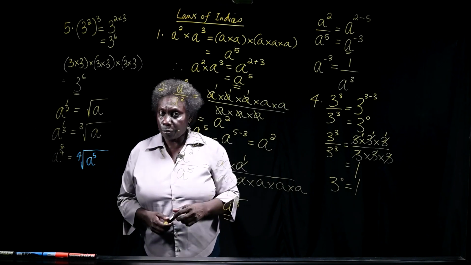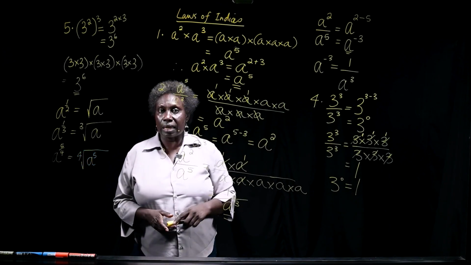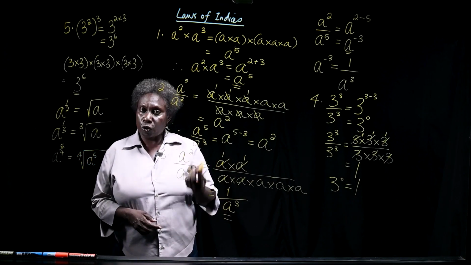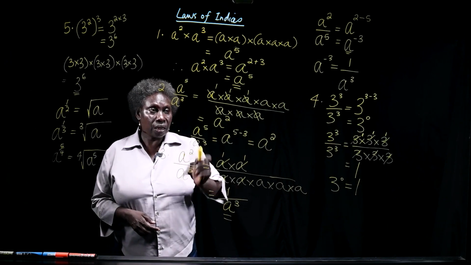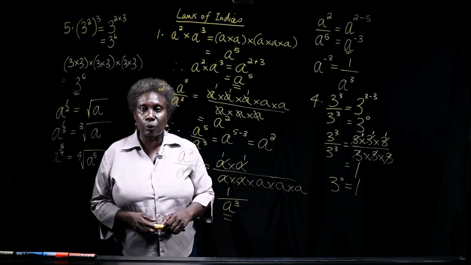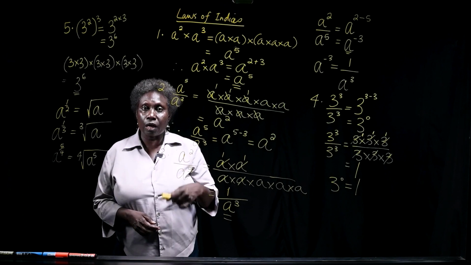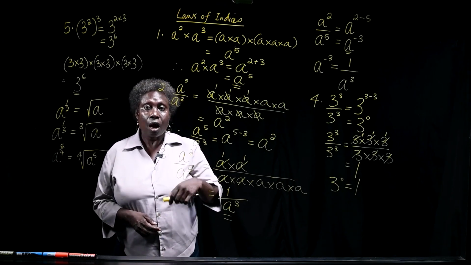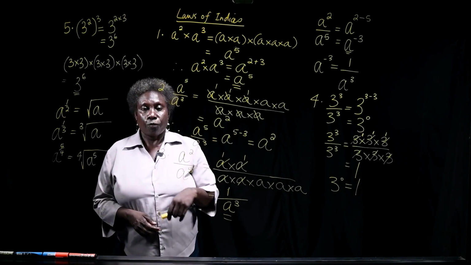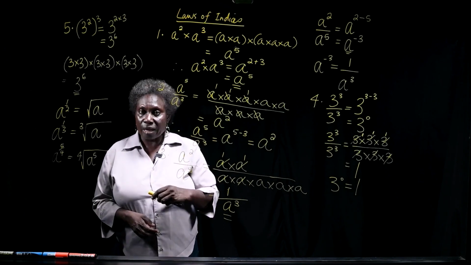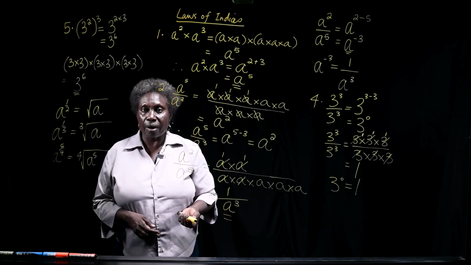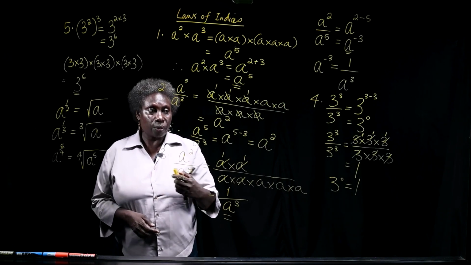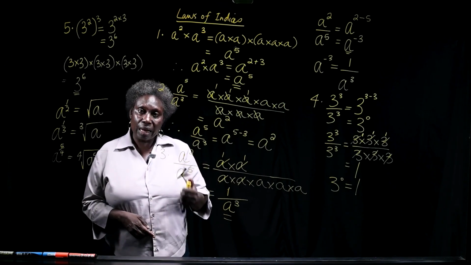Okay, that brings us to the end of our lesson on the laws of indices. Now in our next lesson, we are going to look at the application of the laws of indices when you have multiplication, division, or all 5 laws combined together. How do we simplify that? That is what we are going to look at in our next lesson.